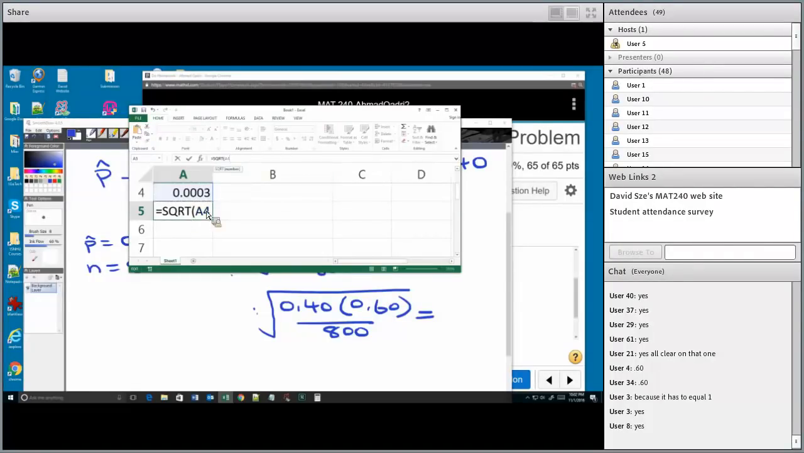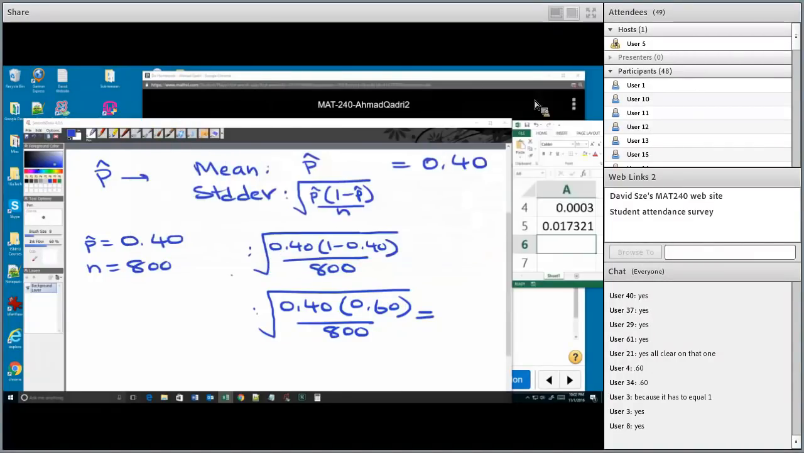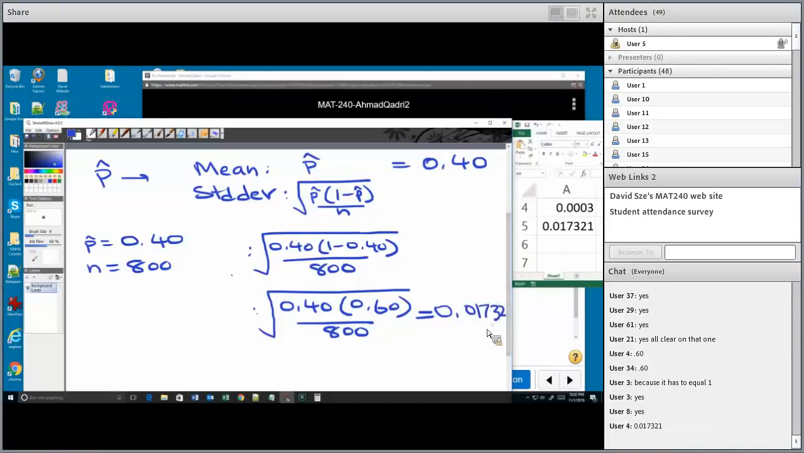And then just close the parentheses here. There you go. Hit enter, and I get 0.017321. Thanks, Angie, thanks for typing it out there. So that's the answer there.